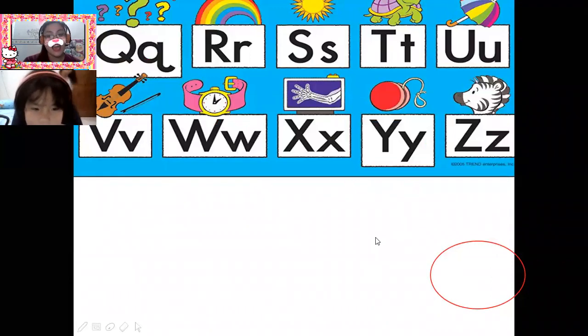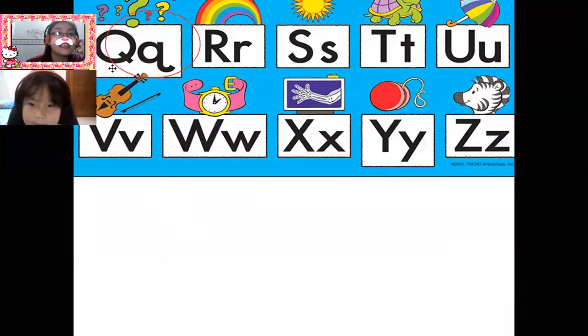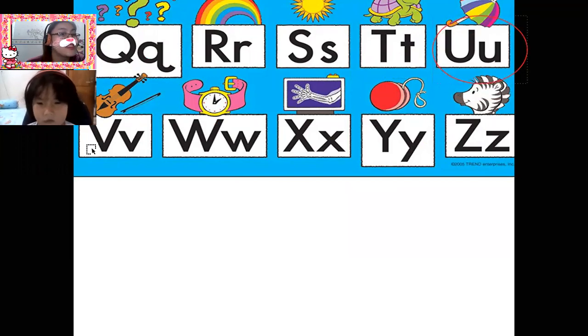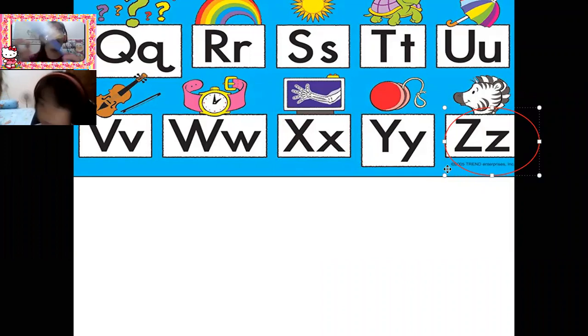Next. Okay. L, M, N, O, P, Q, R, S, T, U, V, W. Very good. X, Y, and Z. Good job, Tina! I'll give you another star. Okay, I'll give you a dazzling effort star for your wonderful effort.